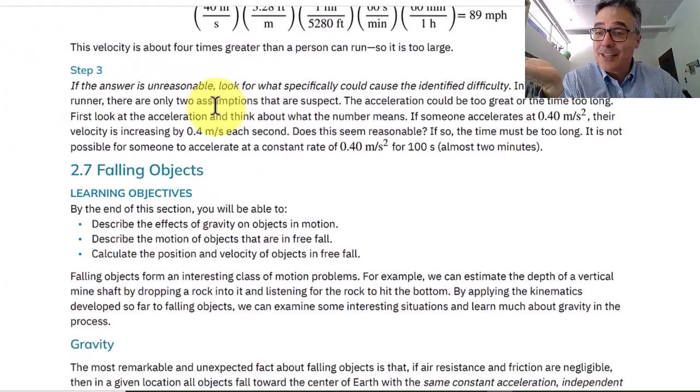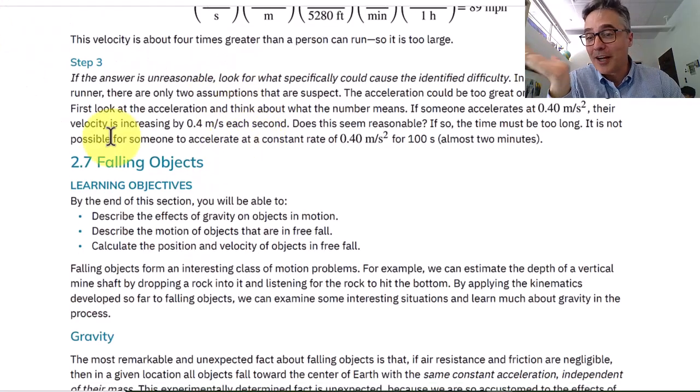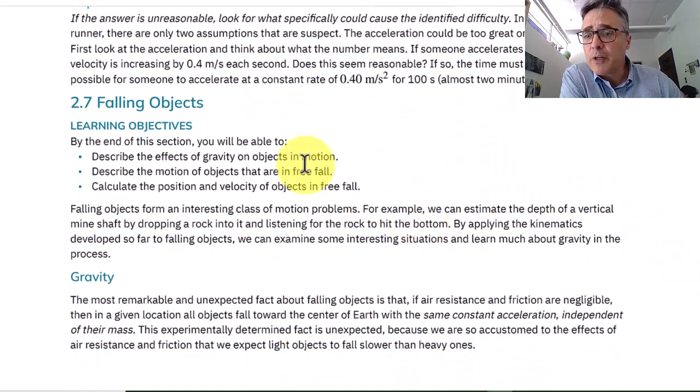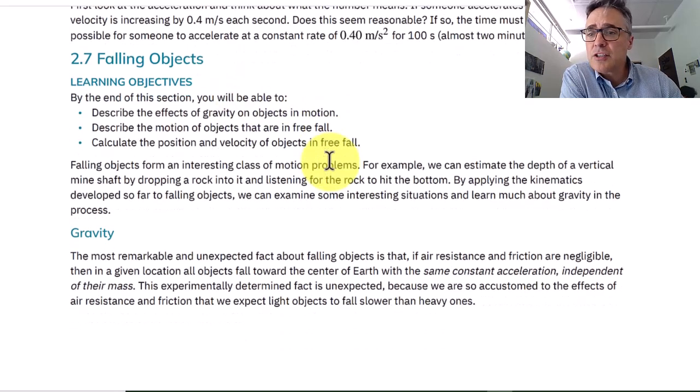Unfortunately, that was the last known footage of my dear old brother Bob. But don't worry, I'm here and I can teach you today about falling objects. So this is section 2.7 on page 89 of your PDF, or 71 paper version. And this is about gravity.